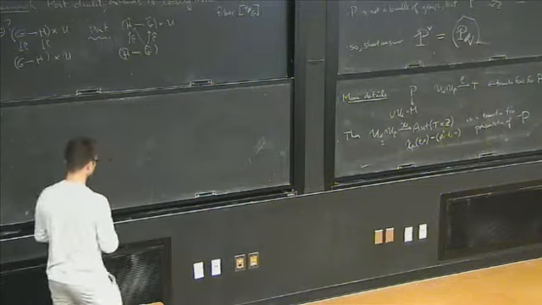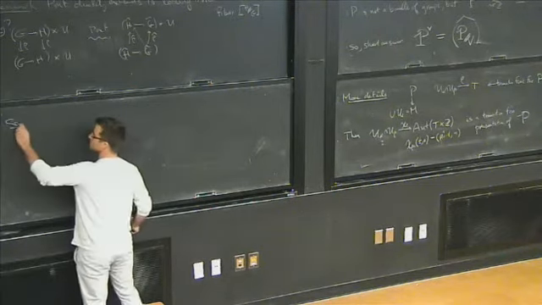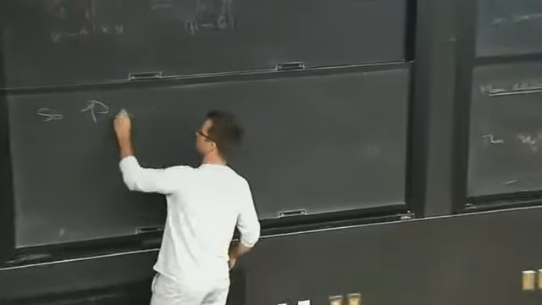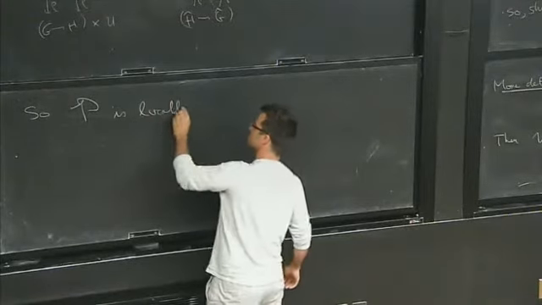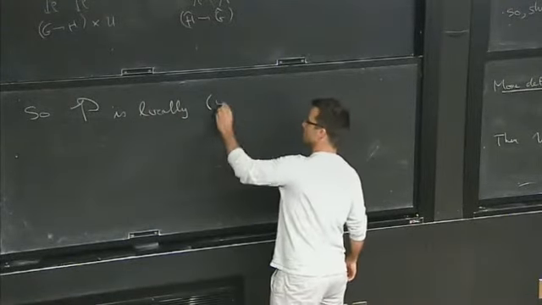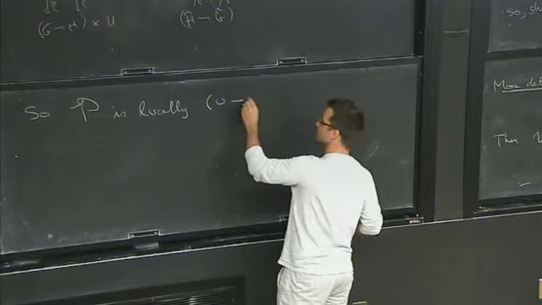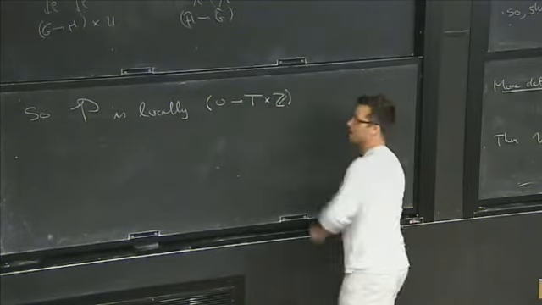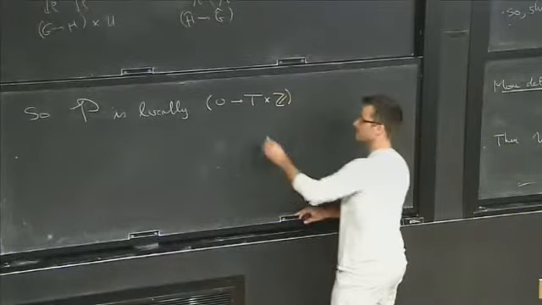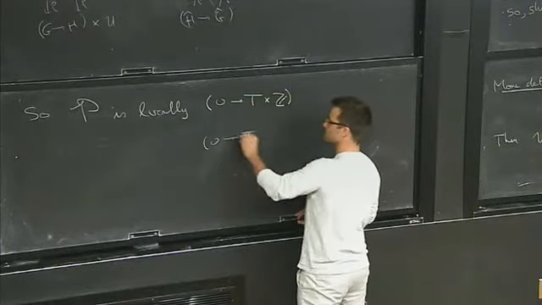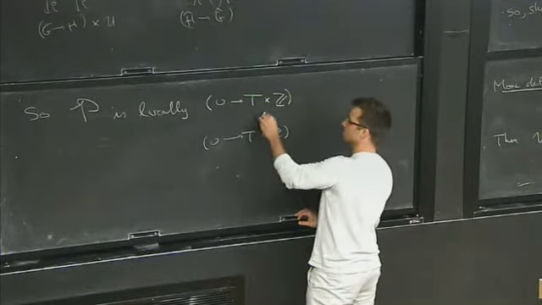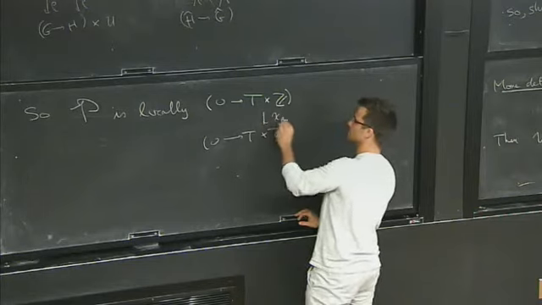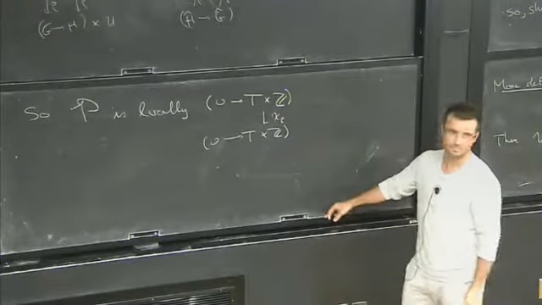So script P is locally something that you could write if you wanted to write it as two-term chain complexes. It's locally T cross Z. And then it has transition functions chi rho, like that.